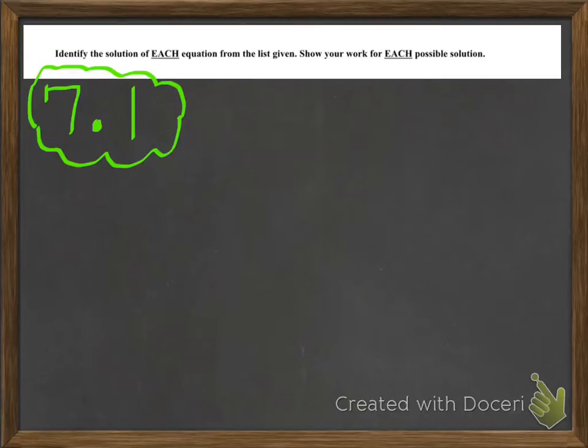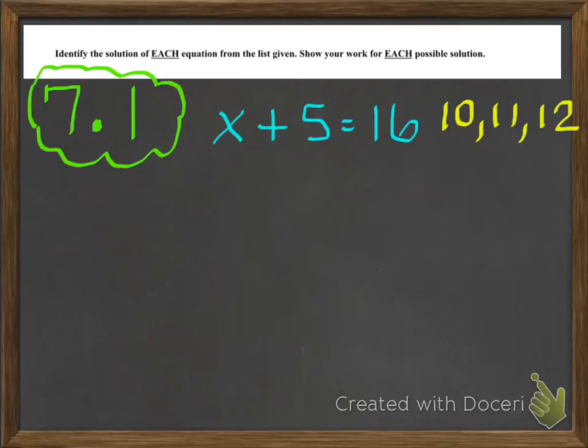That's because these problems come from 7.1 in the chapter, and you want to remember that when you're working through these problems. Remember, for these problems, this is not necessarily about finding the answer. You will write the answer on the line, but these problems are about the process. So the problem will look like this: x plus 5 equals 16, and then they give you solution choices, 10, 11, and 12.